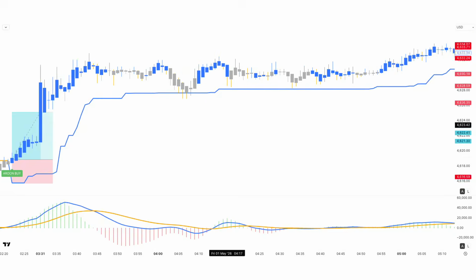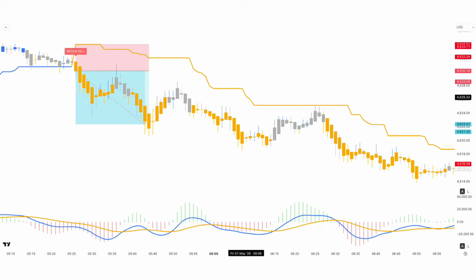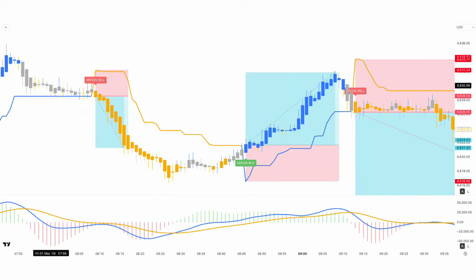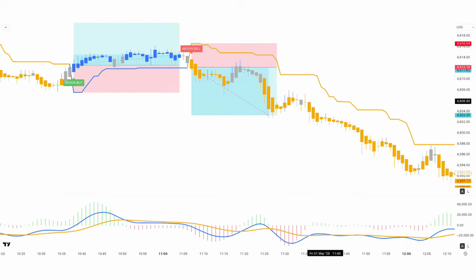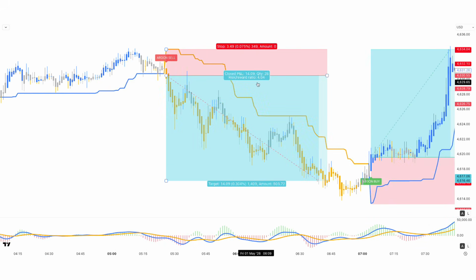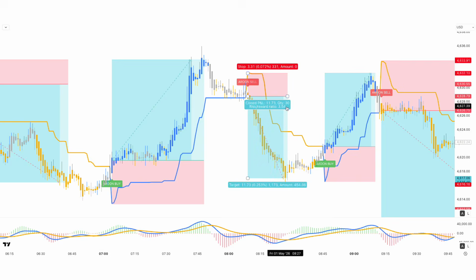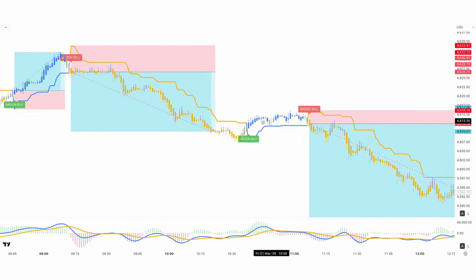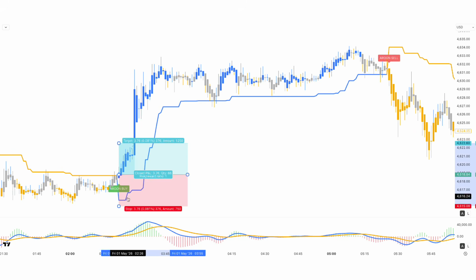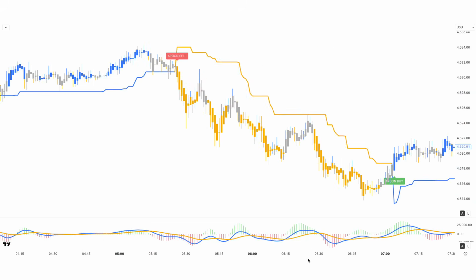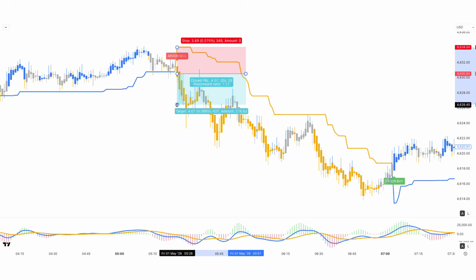What if the biggest mistake traders make isn't using the wrong strategy, but using too many indicators at the same time? Think about it. One indicator says buy, another says sell, and suddenly the chart becomes a complete mess. A few days ago, I came across an indicator that caught my attention for a very simple reason.